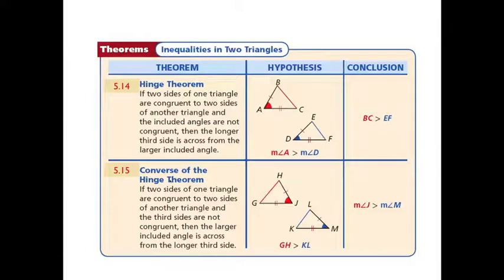Alright, a little break from the indirect proof, and now we'll talk about comparing a couple different triangles. We have two theorems that are going to help us with this, the hinge theorem and the converse of the hinge theorem. Basically, here's the way it works. If you have two sides in one triangle congruent to two sides in another triangle, and we know something about their included angles, so the angle between the two congruent sides.